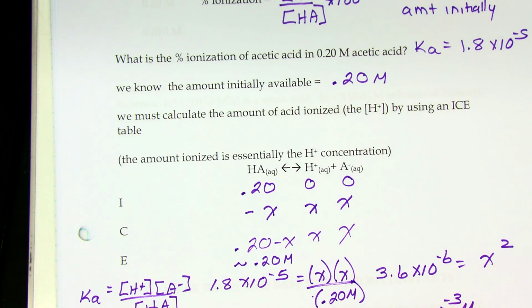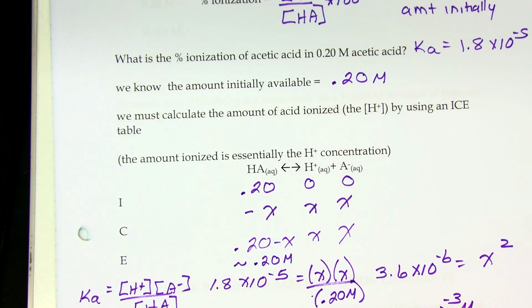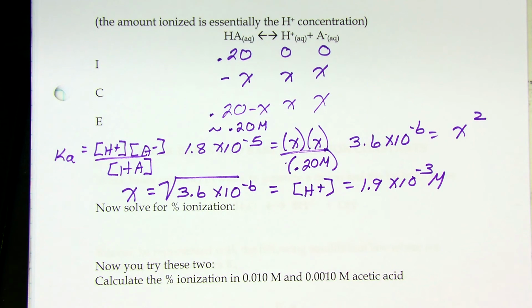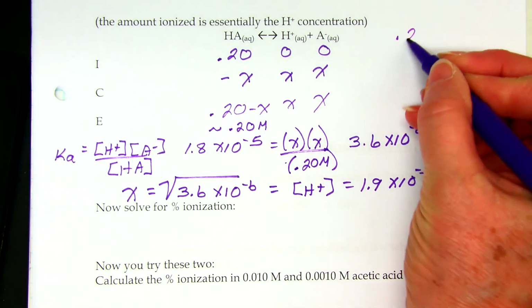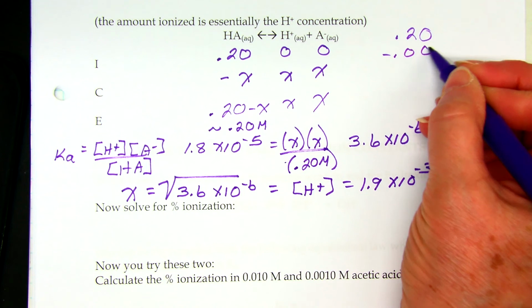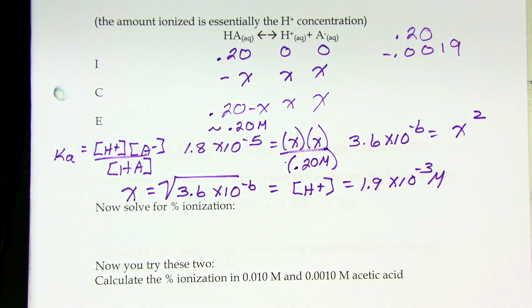So now we ask ourselves, is X small compared to our initial concentration? We had 0.20 minus 0.0019. So indeed it is small, and it was a good assumption to make the math easier. So now from this we could find the pH if we wanted to, but that's not what we're doing here.